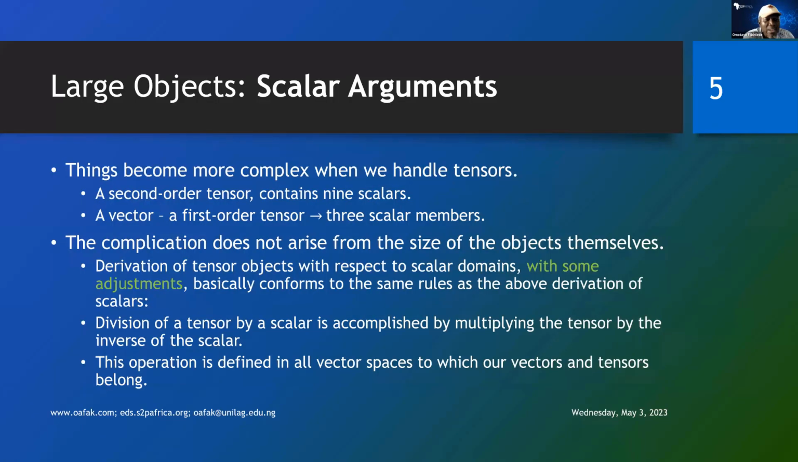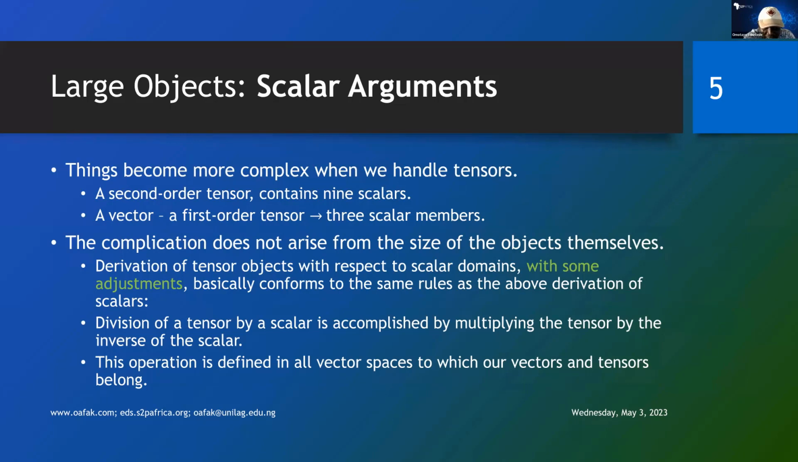Large objects, scalar arguments. Things become more complex when we handle tensors. The second order tensor contains 9 scalars. A vector, which is a first order tensor, contains 3 scalar members. This complication does not arise from the size of the objects themselves. It is not the size of the object that causes complication. Derivation of tensor objects with respect to scalar domains is possible. If you want to differentiate a vector, you've been doing that. You can differentiate a vector with respect to time. It just gives you 3 scalar differentials with respect to time. But suppose you want to differentiate time with respect to the vector. That is where the problem comes.